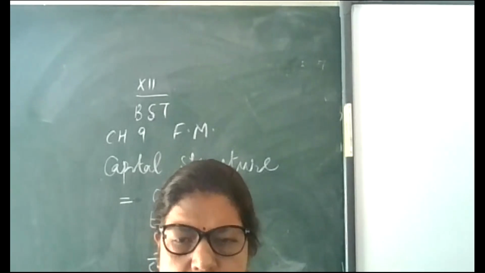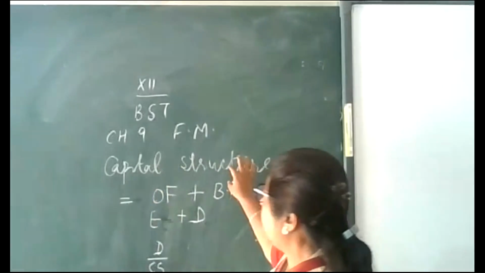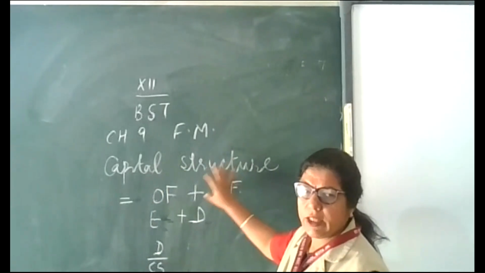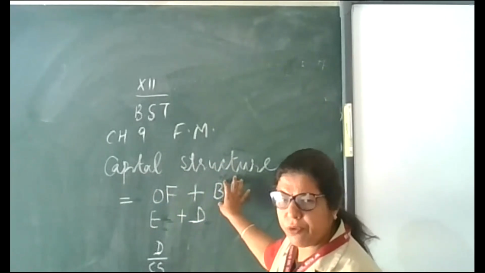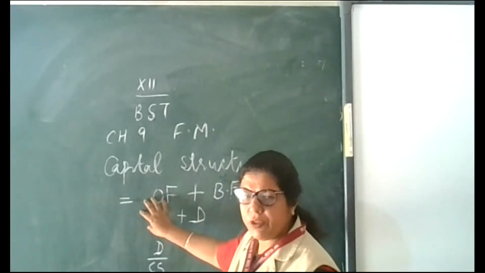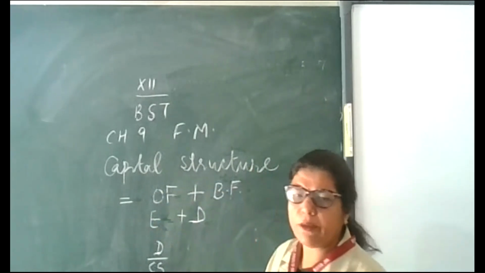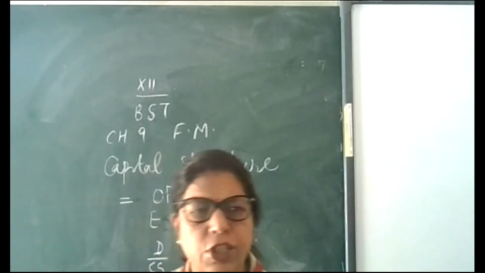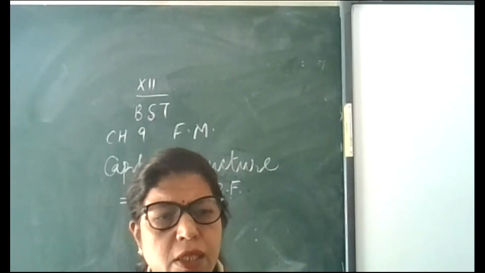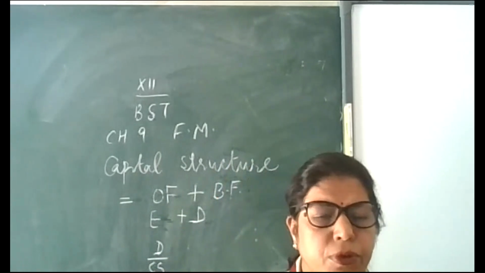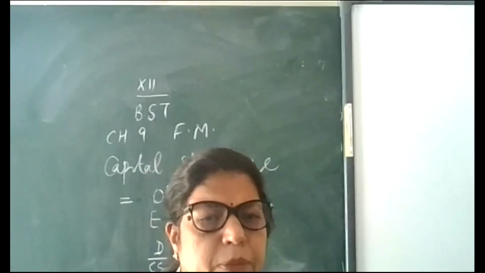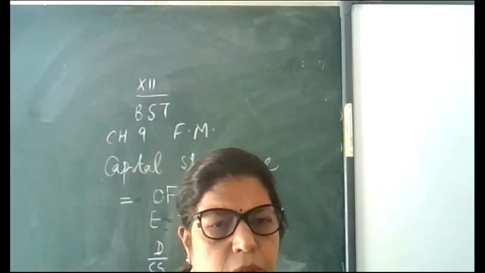Today we discussed these things, the capital structure. Capital structure is the combination of own fund and borrowed fund. Own fund is equity, borrowed fund is debt. Equity means equity shares, reserves, surplus, and debt means borrowed fund: debentures or long-term loans.